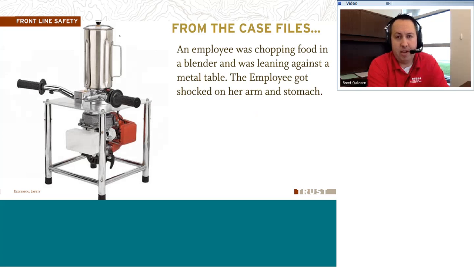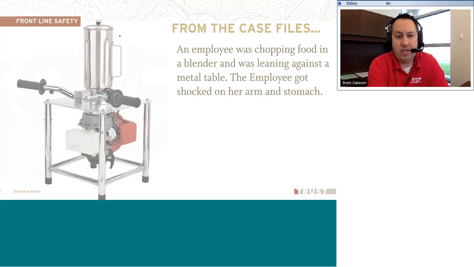Another example, we had an employee that was chopping food on a blender, and it was working on top of a metal table, and as she was in contact with that, there was some sort of current coming out of that blender, and it ended up shocking her on the arm and the stomach from being in contact with that metal table. Another example of checking your equipment, making sure that everything's enclosed, making sure that the electricity isn't going to go anywhere that you don't want it to.